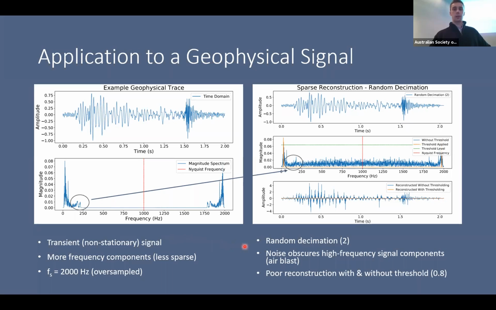So if we randomly decimate it by a factor of 2, we can see the magnitude spectrum really suffers from that spectral leakage, and these high frequency air blast events here, they just get drowned out by the noise. So the reconstructions are pretty poor, as you can see from the bottom panel on the right there.